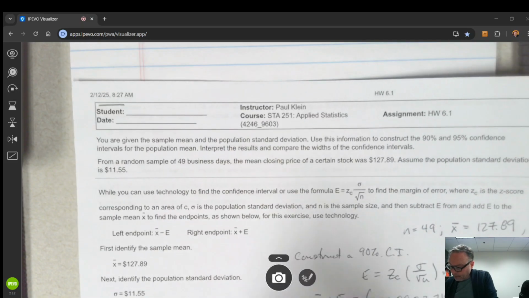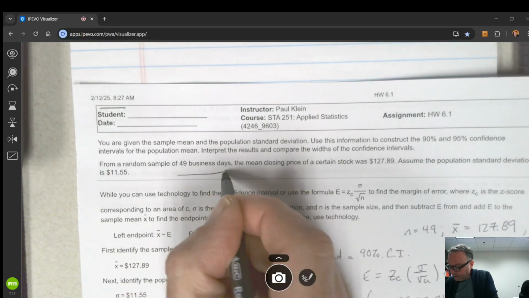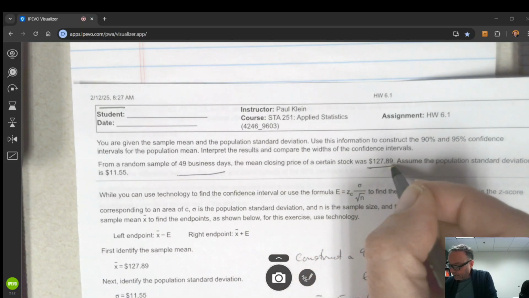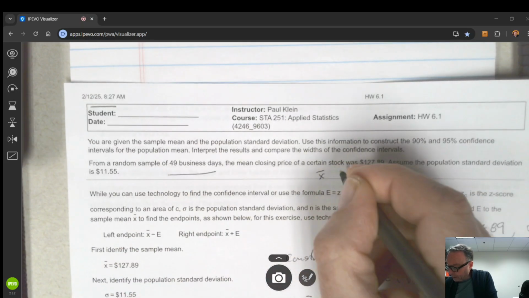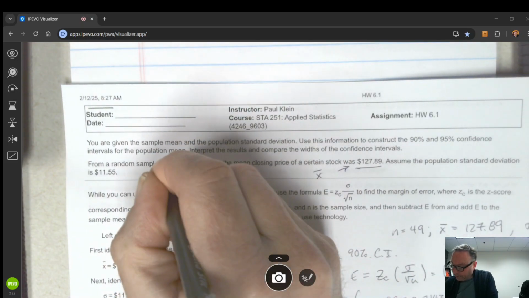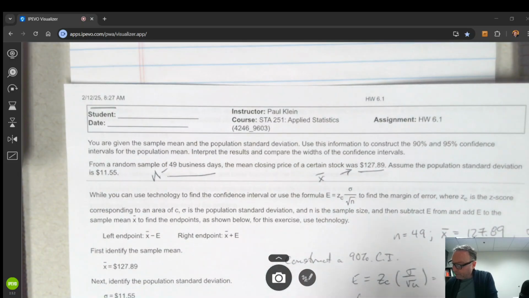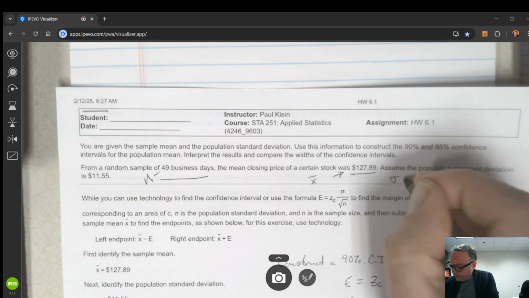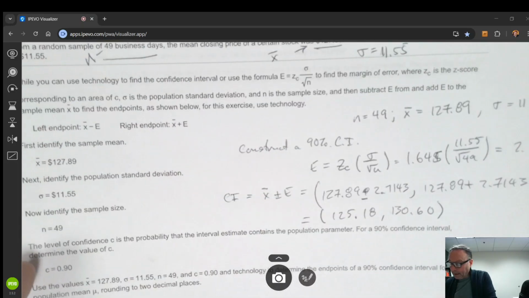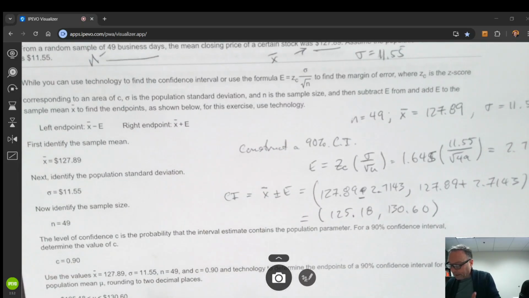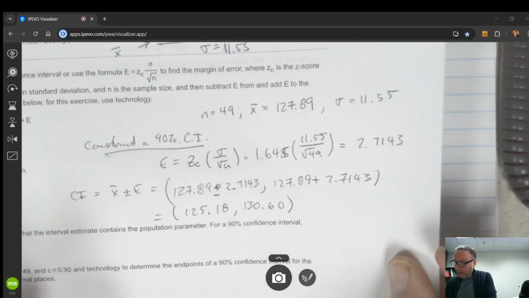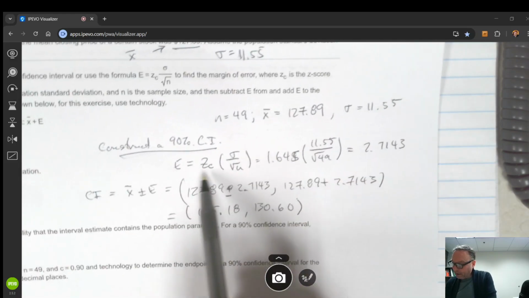It says, from a random sample of 49 business days, the mean closing price of a certain stock was this. So this is a sample mean, and this is a random sample of n equal to 49. Assume the population standard deviation equals 11.55. So these are the numbers that you're going to get. And then it says build a confidence interval, let's say a 90% confidence interval. Here's my data that I'm given, and then here's the equation.